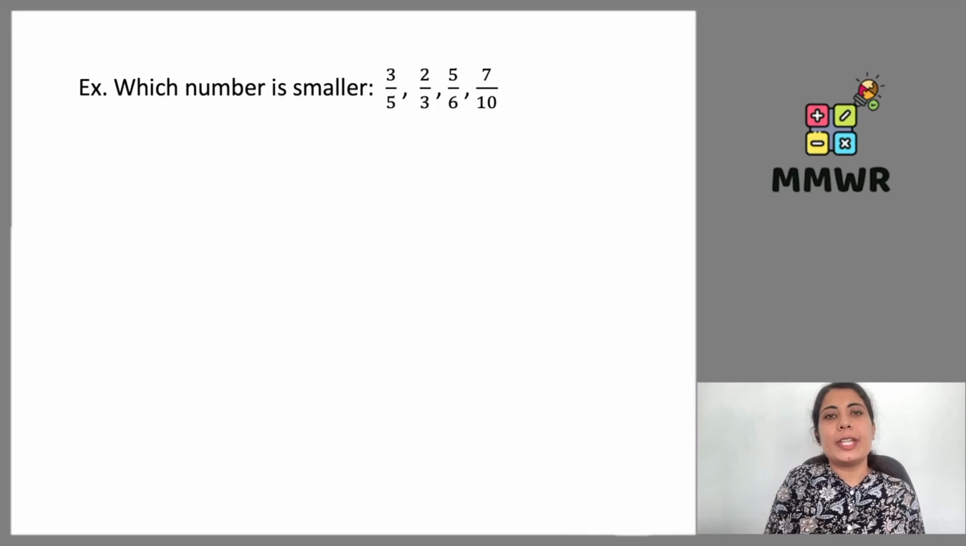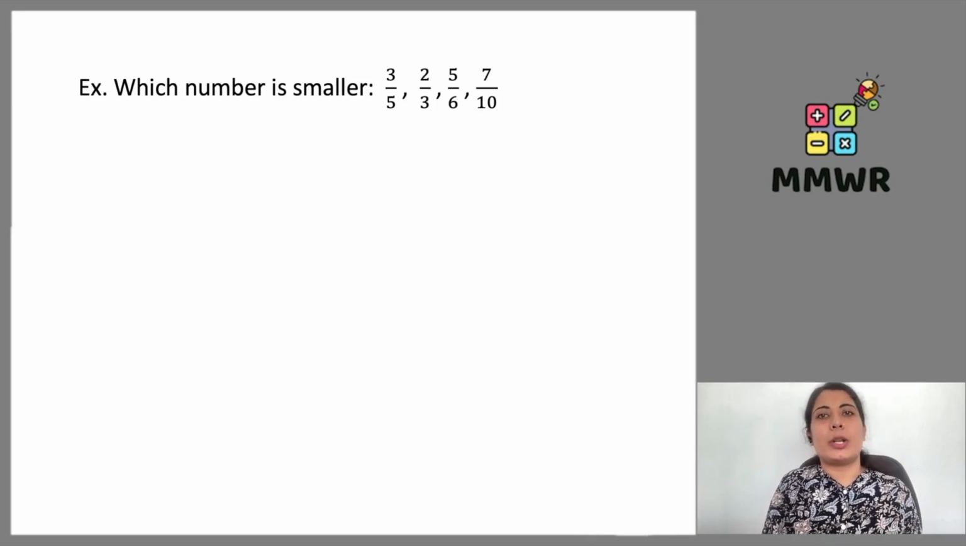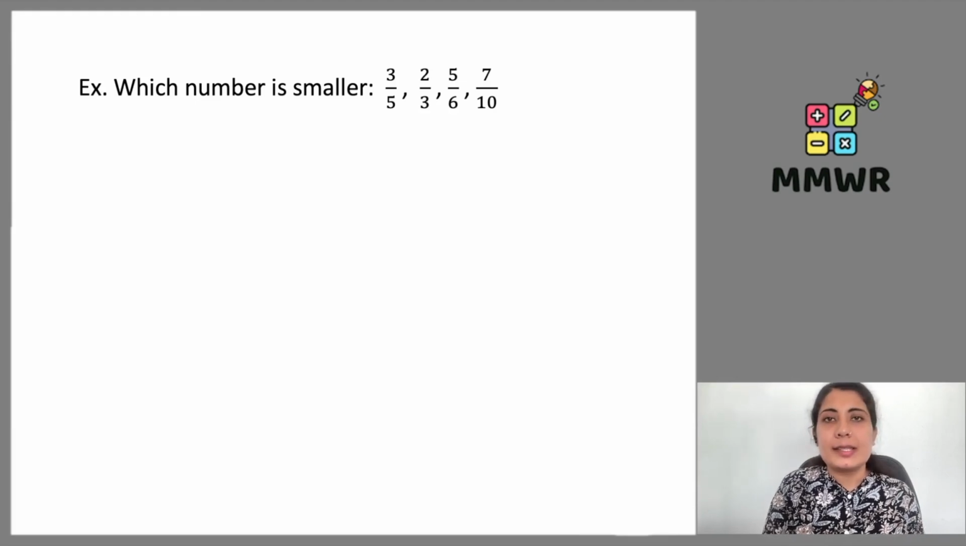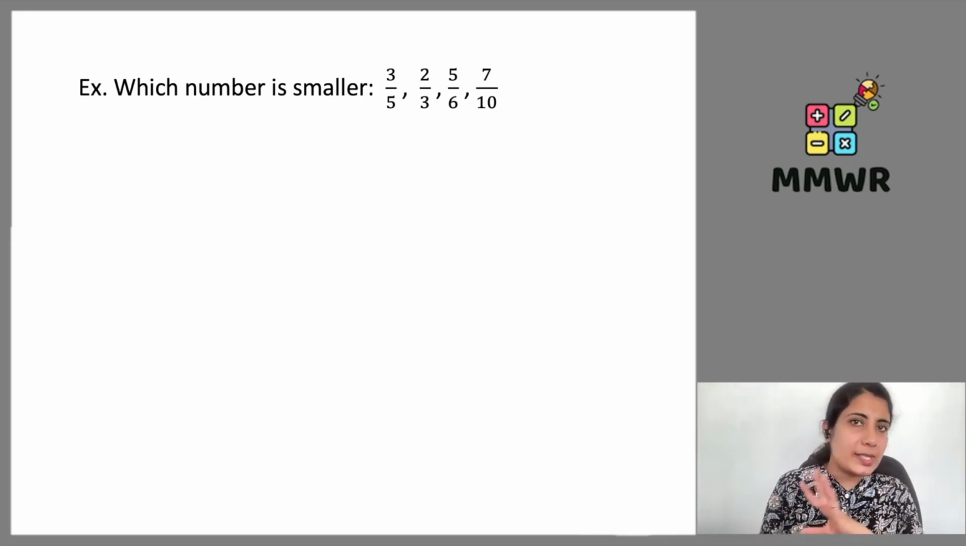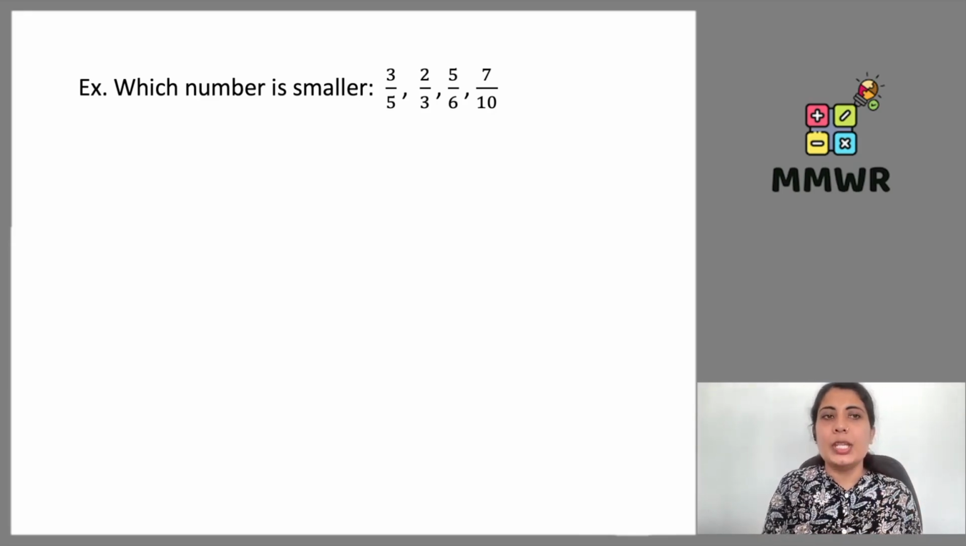The next example: here we have 3 upon 5, 2 upon 3, 5 upon 6, 7 upon 10. The first method we all know, making the denominator the same. For that we have to take the LCM. Another method is, which one? Yes, cross multiplication, right? Cross multiplication helps us fix the number among the two sets we have to compare. Or else we can take the help of the third method, converting it into decimal format.